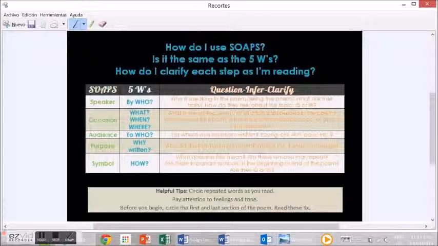Okay, the speaker. It's basically like saying, who is the poem by? Not who it's about, but who's talking. So some questions you can ask yourself are, who's speaking in the poem? What are their character traits? How do they feel about the topic? Do they like the topic? Are they angry about something? Those are the important things to ask yourself as you're reading the poem.